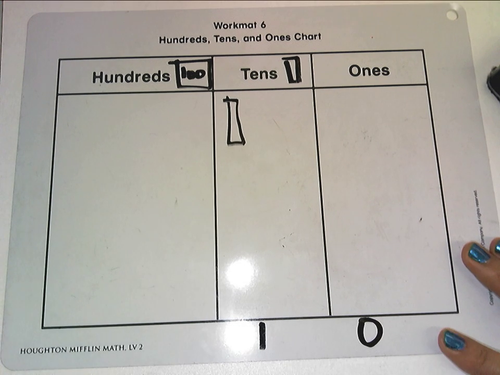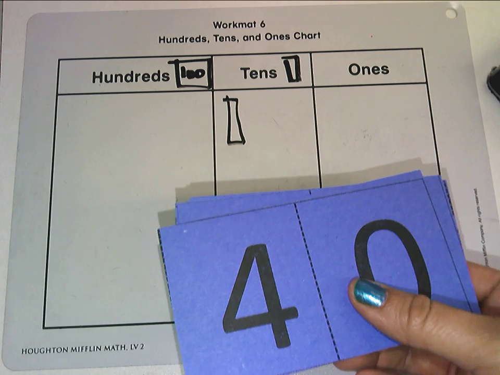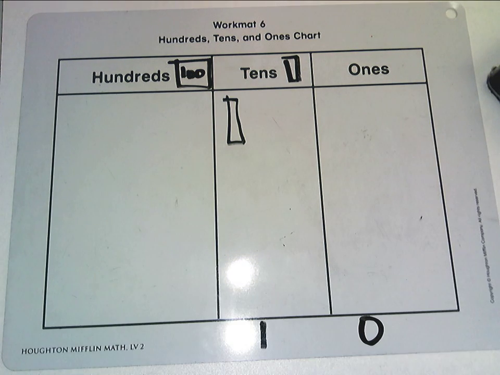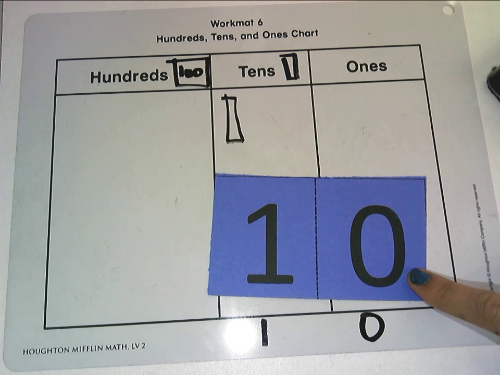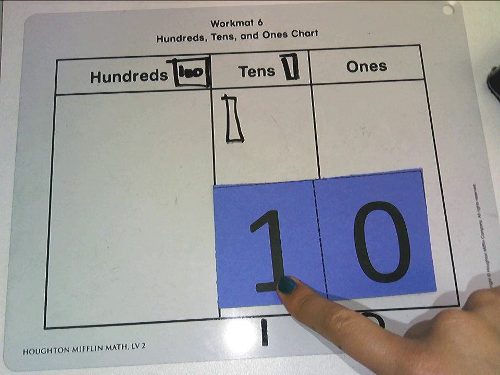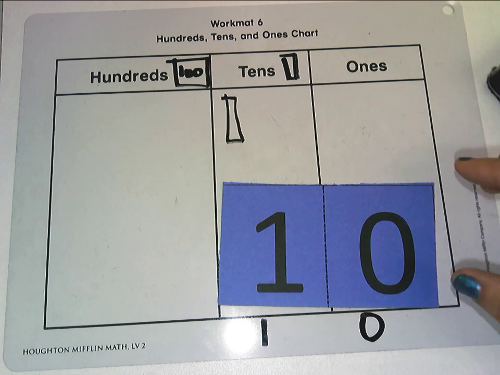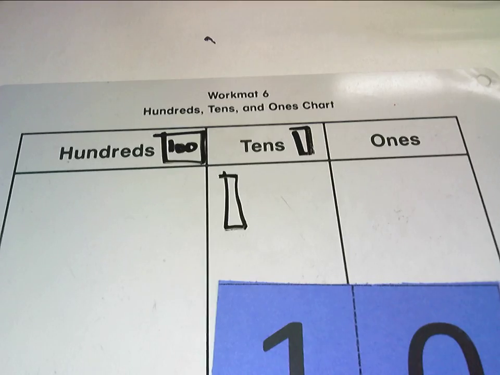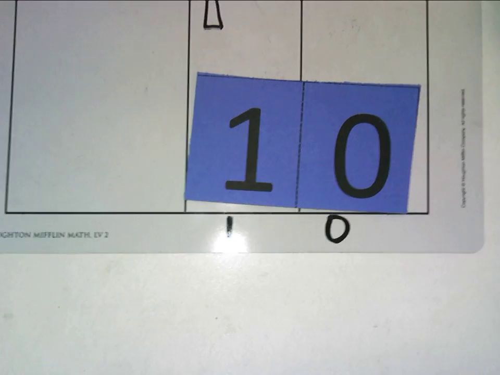Okay? Now, you should have hide 0 cards. So these are the hide 0 cards. Okay? And I have this right now. So 0 in the ones place, 1 group of 10 in the tens place. Okay? So now what you're going to do is we're going to continue counting by tens to get to 100.